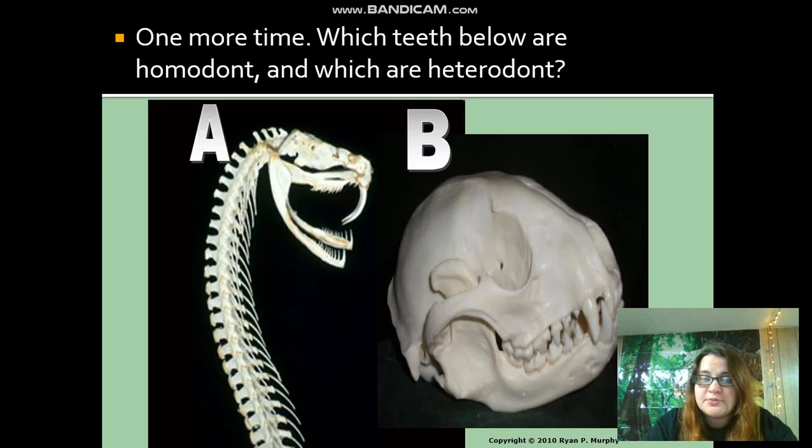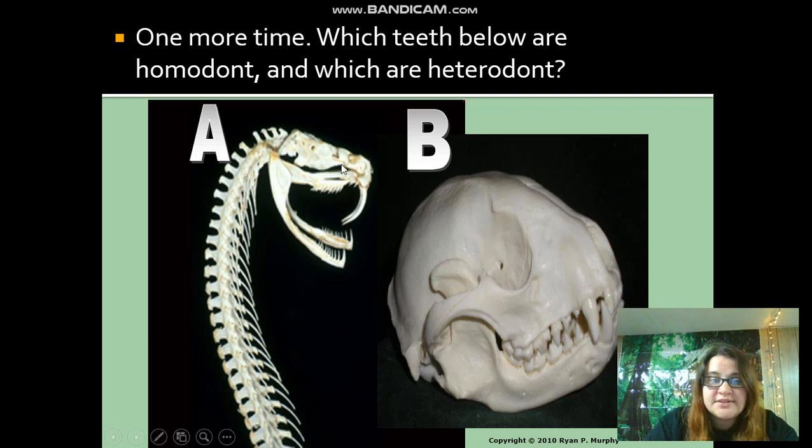All right, so here's a little bit more of a trickier one. Let's look at the teeth that you have here on the skull and the teeth on this skull. Clearly B is a heterodont because you can see that it has incisors, canines, premolars, and molars. But the snake is a little harder to determine because you see that all these teeth are the same and all those teeth are the same, but you have these two fangs that are also considered teeth.